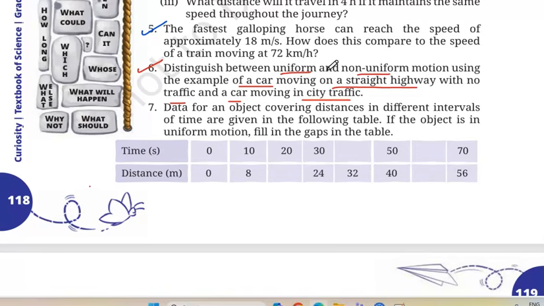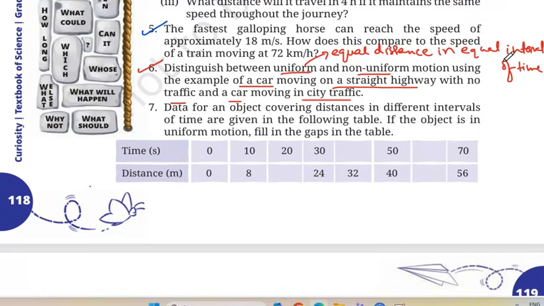Okay. So, uniform and non-uniform motion, I have already discussed with you in the chapter. What is uniform motion? If an object covers equal distance in equal interval of time, then it is said to be uniform motion. Okay, and non-uniform motion, when an object covers unequal distances in equal interval of time.